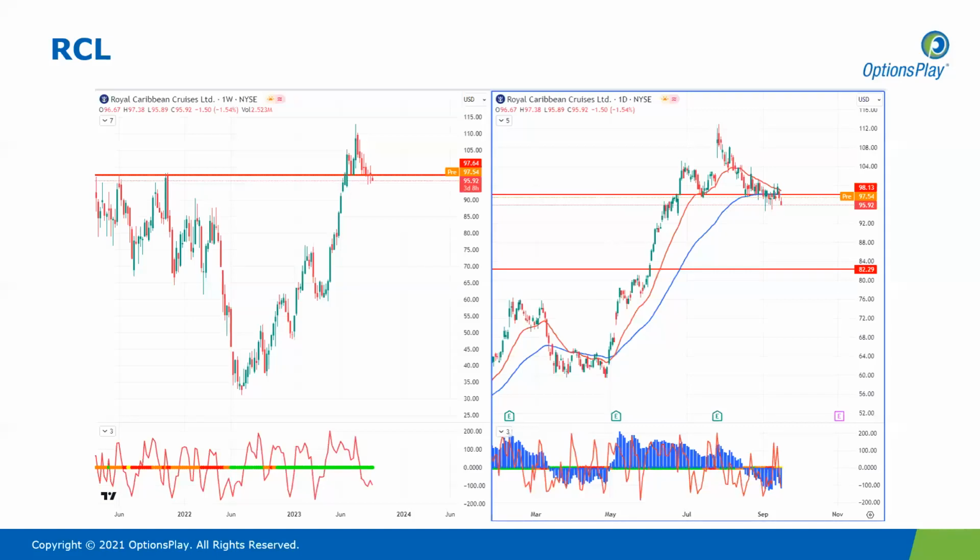And if it doesn't break out above this 98 level in the next week or week and a half, that's when you probably want to get out of this trade for hopefully a break even or slightly less, or minimal loss. But if we do get a breakout above 98, we could see a potential move higher towards 104 and potentially 110, that level also. So for Royal Caribbean, still waiting on seeing how this price action develops over the next few days to make a better decision.